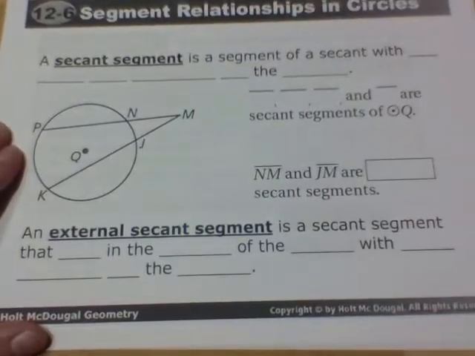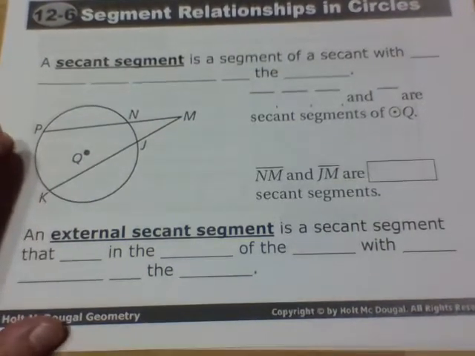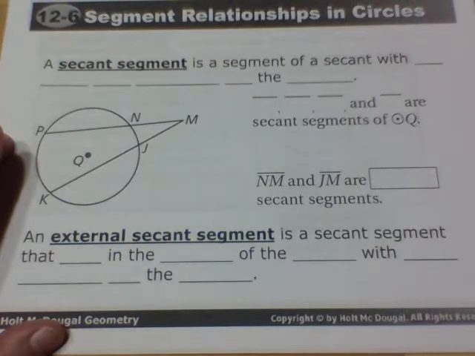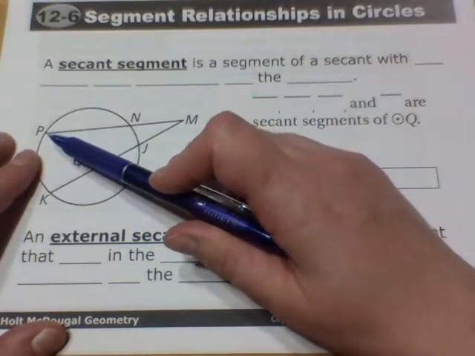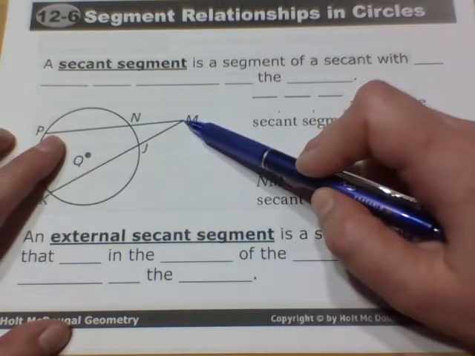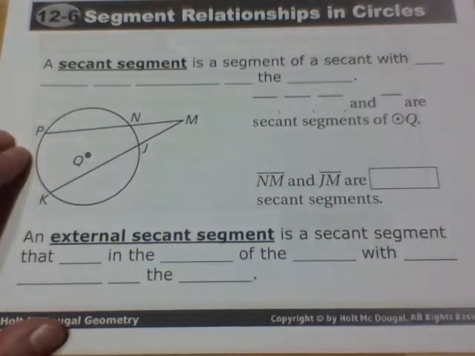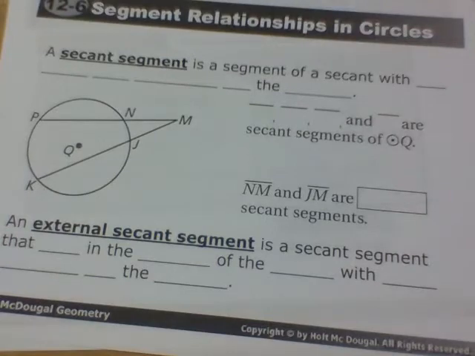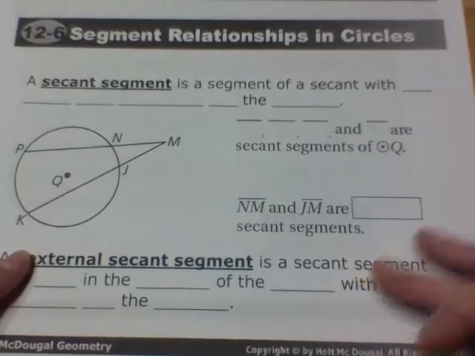All right, then we've got this next theorem right here. So this is the secant segment. A secant segment, notice, has a segment, but it also feels like a secant because it goes through the circle. So we will reference secant segments in the next definition, and we want to make sure that we know what they're talking about. So a secant segment is a segment of a secant.